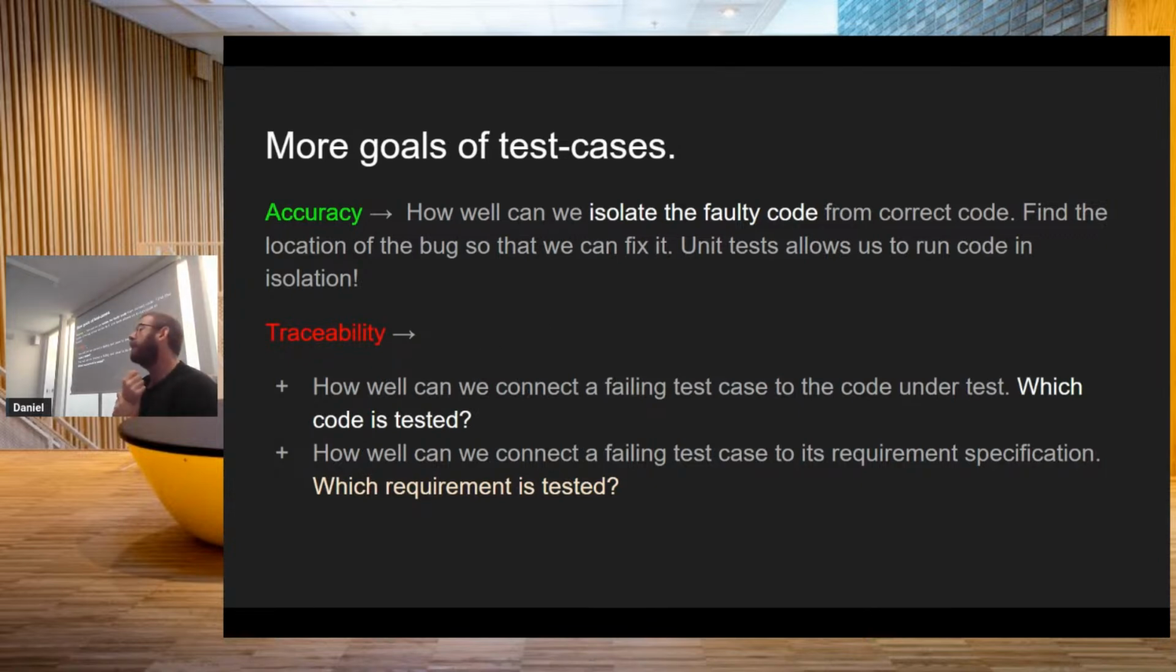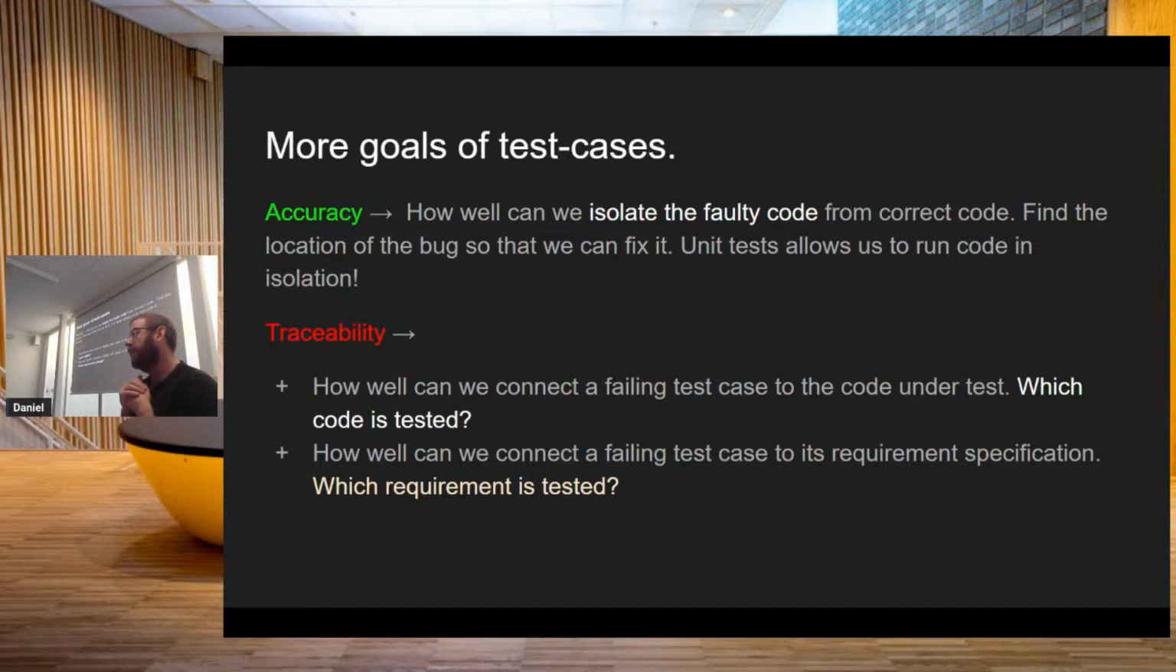Okay, traceability. That is, in order to communicate to someone what to do. Now we have found a fault, and now we need to do something about it. We need to connect the failing test case to a piece of code. So which code is tested?